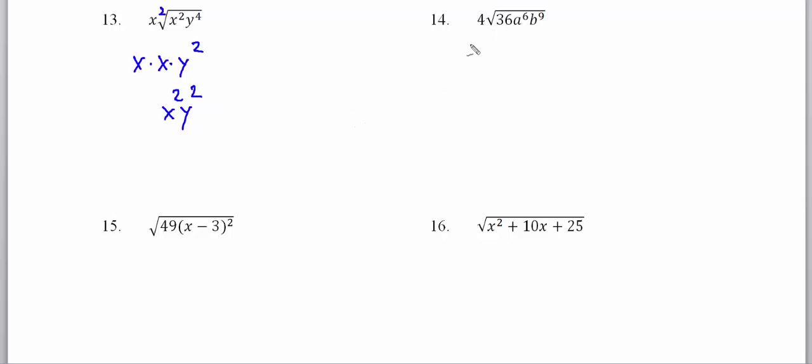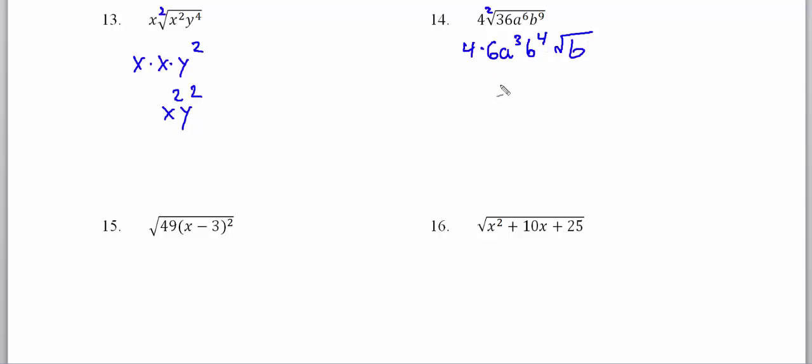For problem number 14, I've got 4 times the square root of 36 is 6. And now I put my little 2 there to keep myself set when I have to deal with powers and other sections of higher degree, or index I should say. 2 goes into 6 3 times, so this is a cubed. And 2 goes into b 4 times with 1 left over. And there's my 1b. And we wouldn't put b to the first power there. That's redundant. We don't put 1 in front of x, and we don't put b to the first power.